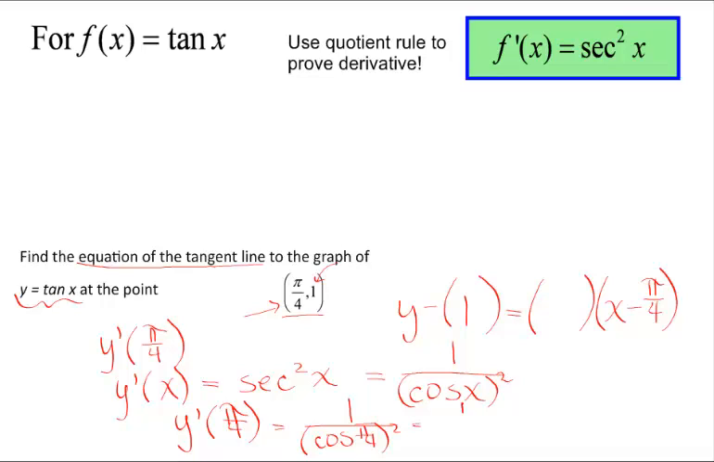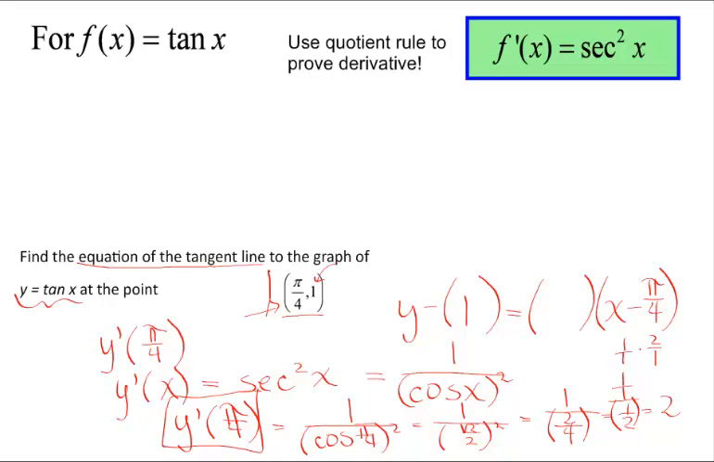That is 1 over, the cosine of pi over 4 was positive root 2 over 2, and that's getting squared. This is 1 over root 2 times root 2 is 2, 2 times 2 is 4. This is a compound fraction. I'll reduce 2/4 to 1/2. Remember, I take the fraction that is in the denominator and flip it and multiply it straight across. So the slope of the tangent line at the point of tangency for this function is 2.